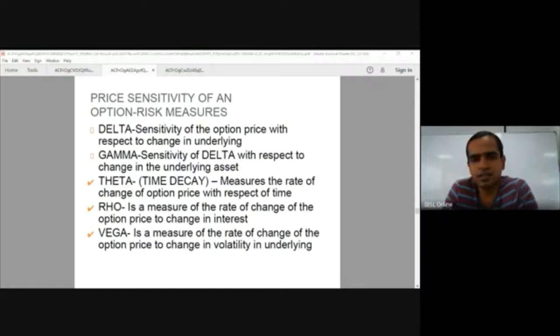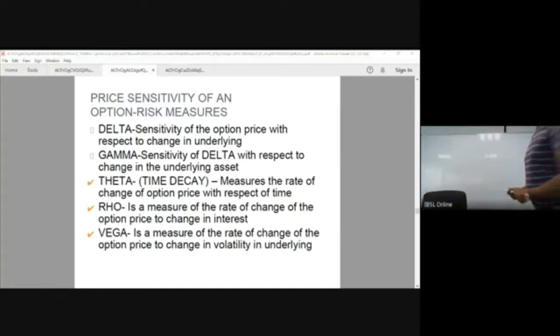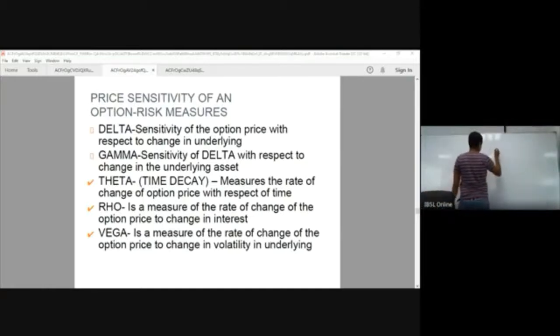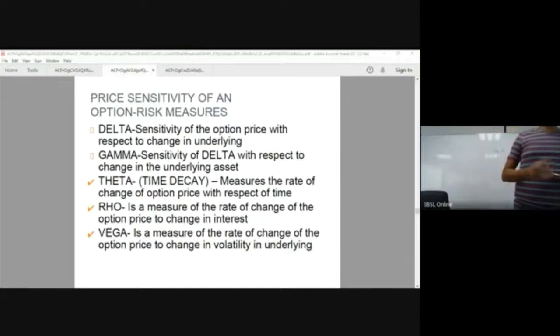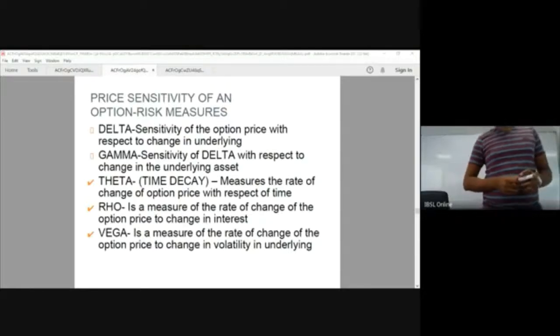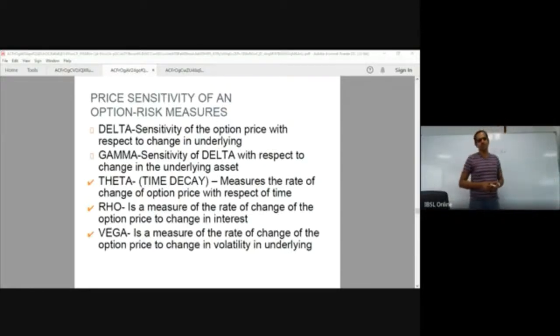using these. First one is called delta. It means the change in the option premium for a given change in the underlying price. How sensitive is the option premium to changes in the underlying price? That is measured by delta.